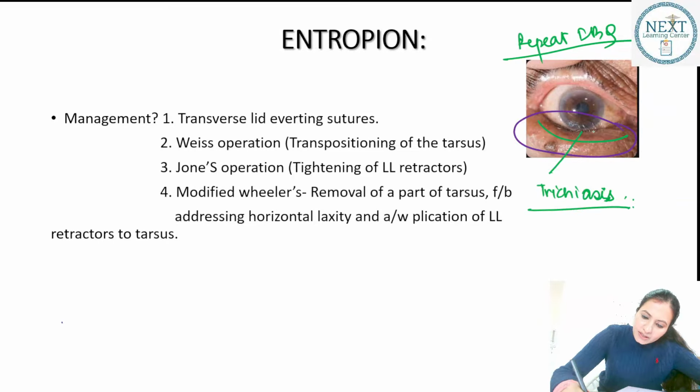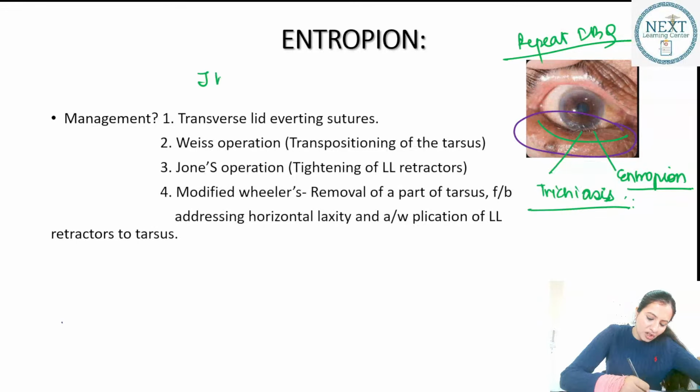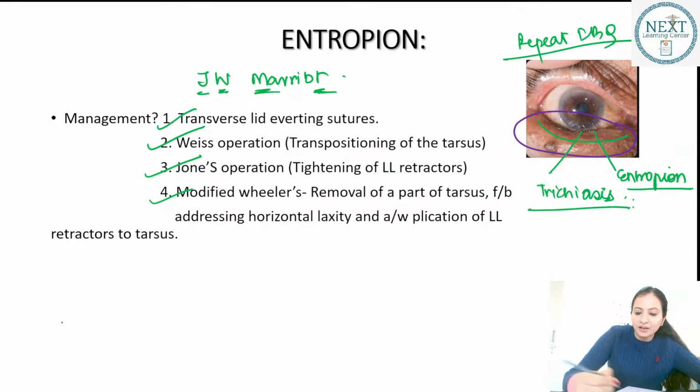Okay, and this is your entropion. So how will you correct it? You can correct it by J.W. Marriott. Now J is Jones operation, W is V's operation, M is modified Wheeler's operation, and T is transverse lid everting sutures, which you also call Quickert's sutures.